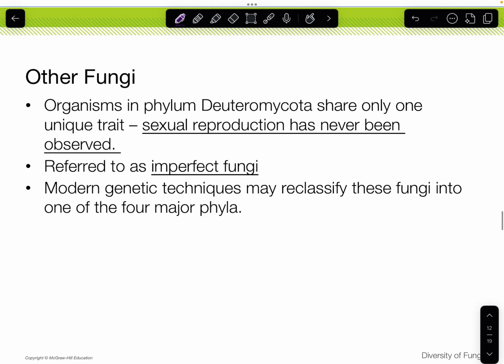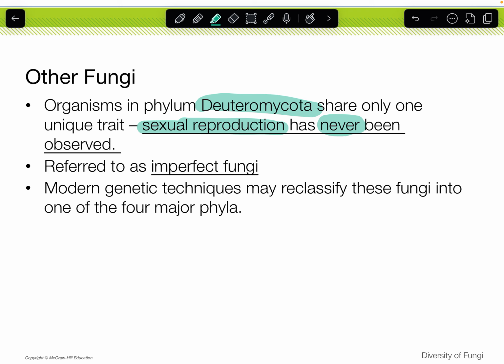Now there is one other group of fungi that we can talk about, and they are in phylum Deuteromycota, right? And in this phylum, they really only share one trait, and that is that sexual reproduction has never been observed in this group of fungi. So all of the organisms in phylum Deuteromycota have never had sexual reproduction observed. It doesn't necessarily mean that it's never happened, but it's never been observed. There's never been the conditions that have dictated sexual reproduction to happen.